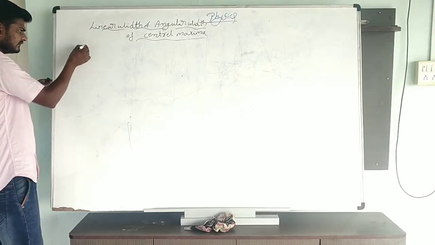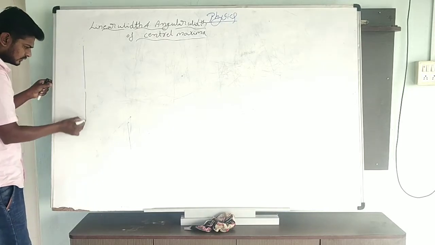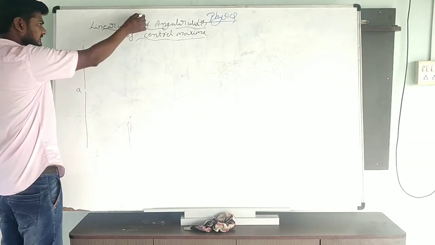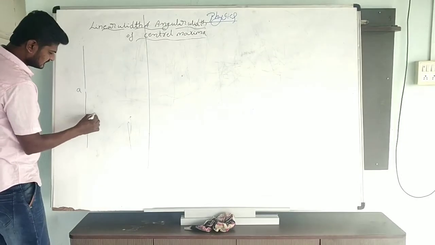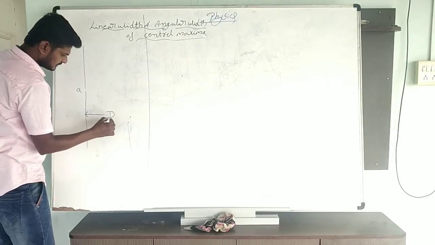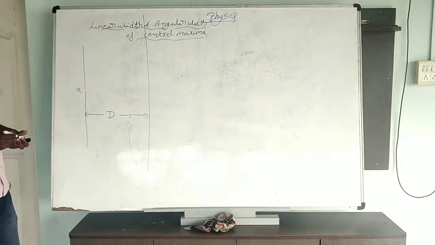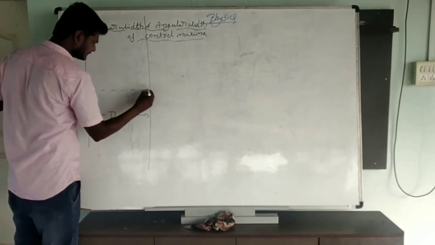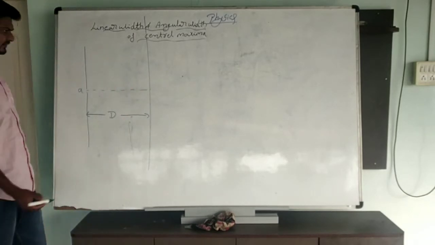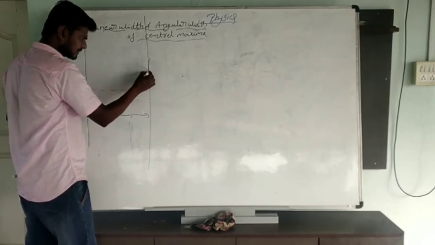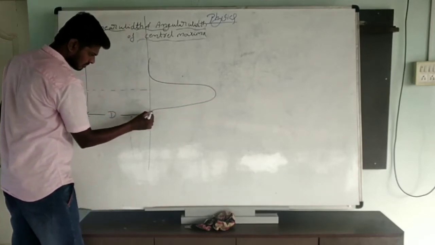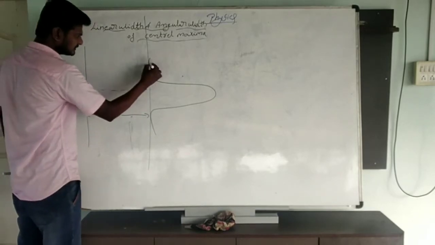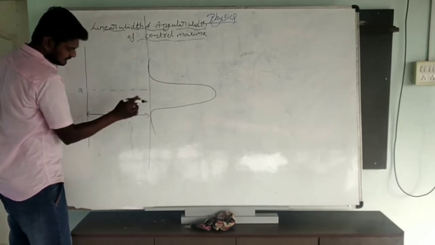Now we have to take the diffraction. We take an obstacle, a slit of width a, and place a screen at a distance. The distance between the slit and the screen is capital D. At the center of the screen we get the bright fringe, that means the central maxima. This is the first minima, and this is also the first minima.